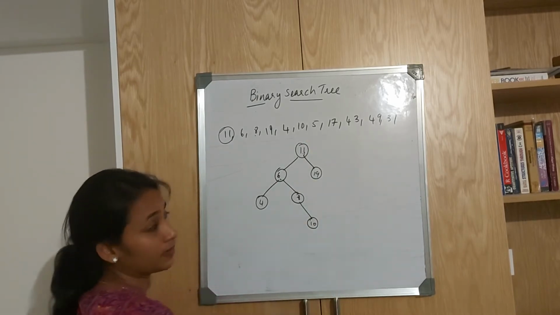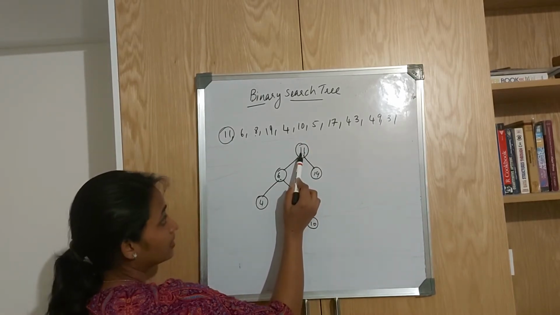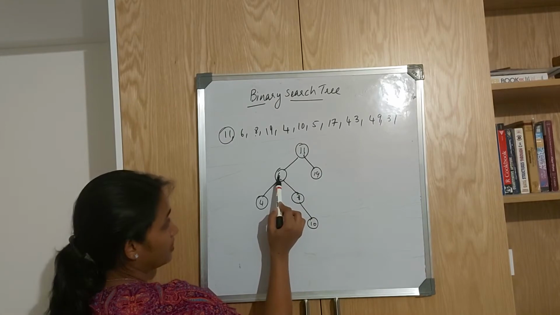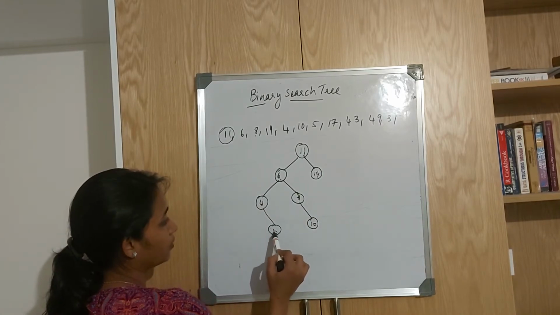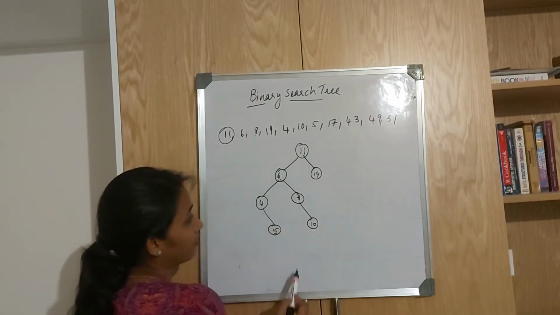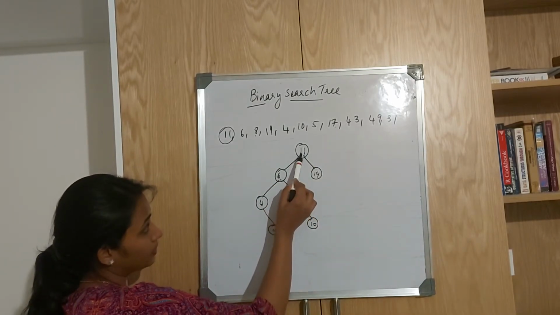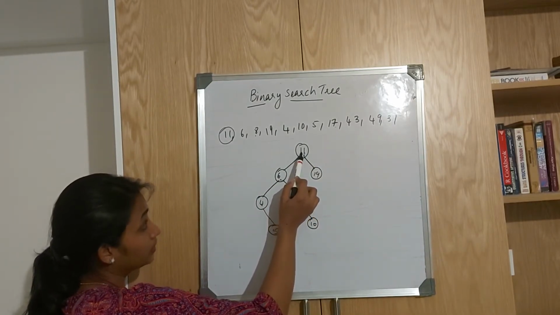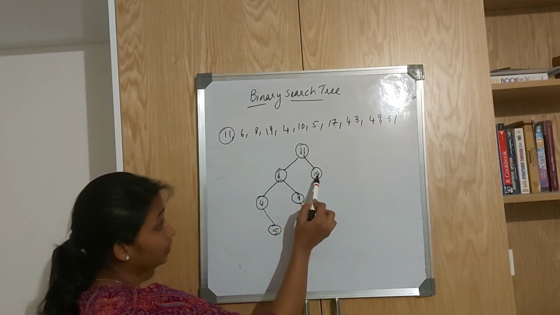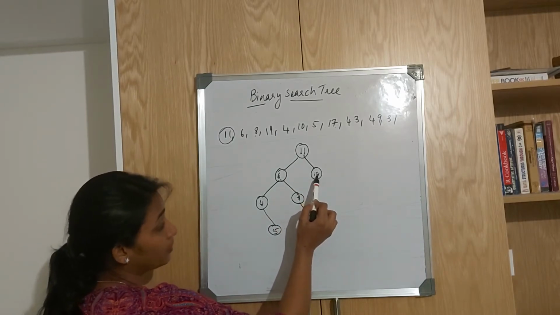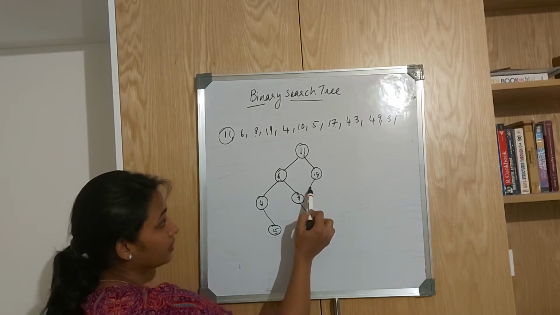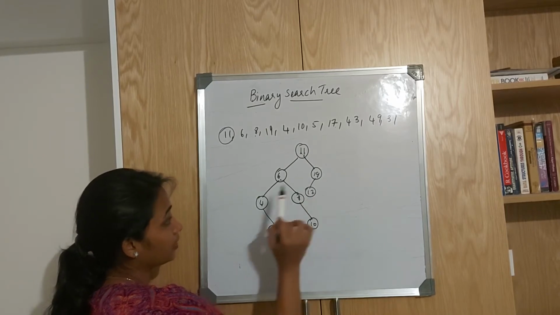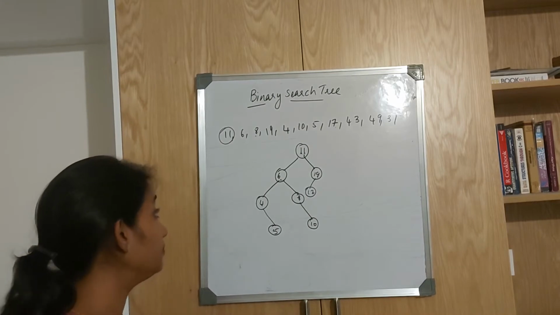Next is 5. Check whether it is less. 5 is less than 11, 5 is less than 6, 5 is greater than 4. So it will go to the right side. Next is 17. Check whether 17 is greater than 11. It is greater, so it has to go to the right side of this. Now check whether 17 is less than or greater than 19. 17 is less. It will go to left side of 19.